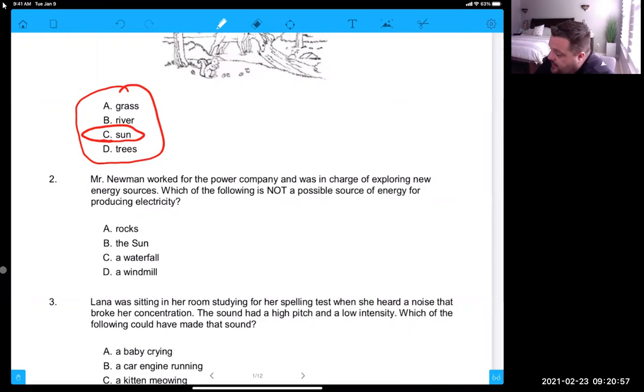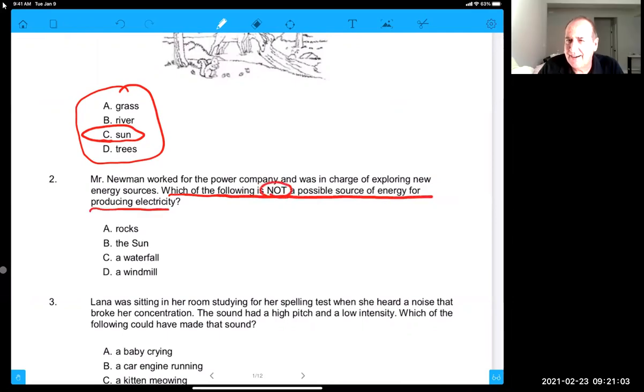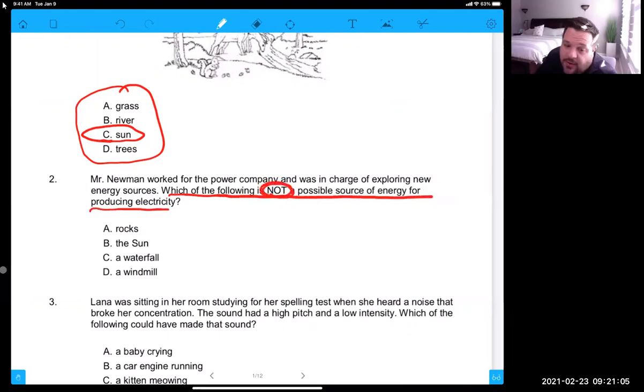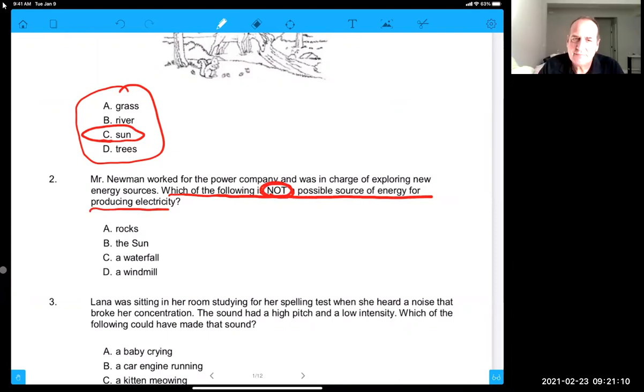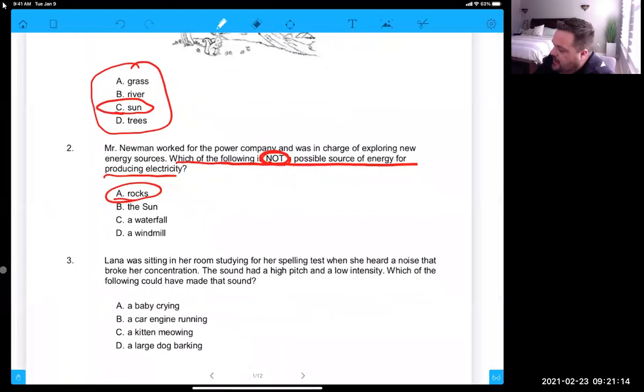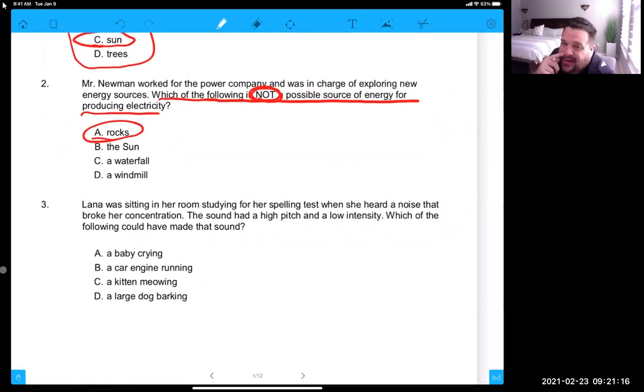Okay, Mr. Spina, the key to number two is: which of the following is not a possible source of energy. If they don't read the word not, they could pick a lot of these. The answer would be what? Rocks. Make sure you pay attention to the words. Okay, do number three.